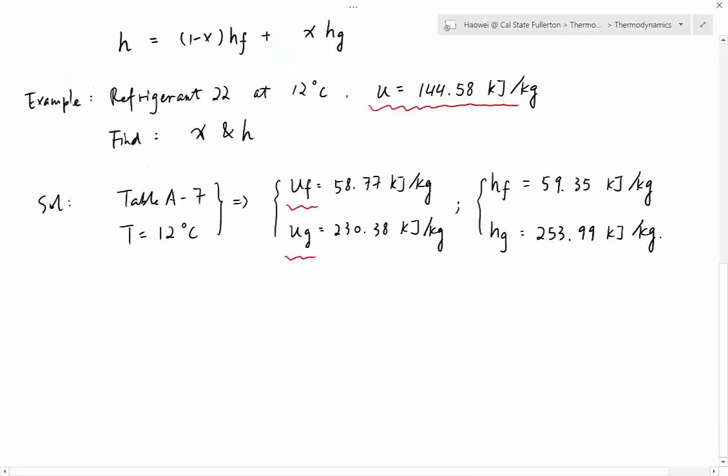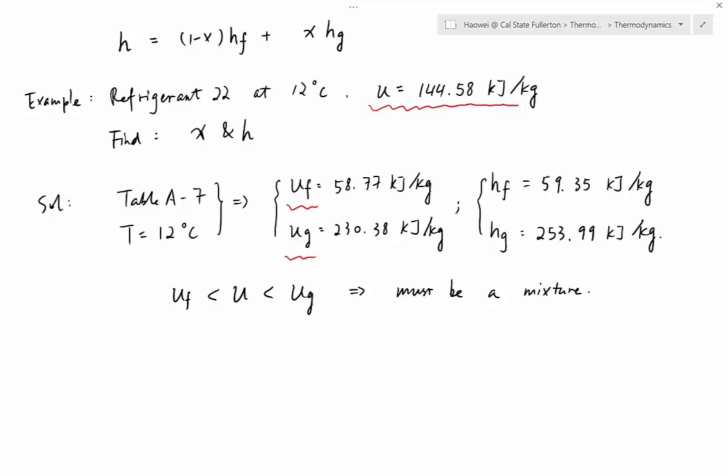Okay, so we can write down: because our u, 144.58, is between uf and ug, then we can say the conclusion is it must be a mixture. Okay, so now since it is a mixture, quality x must be between 0 and 1, not including 0 or 1. So the first one is to look for x, quality.